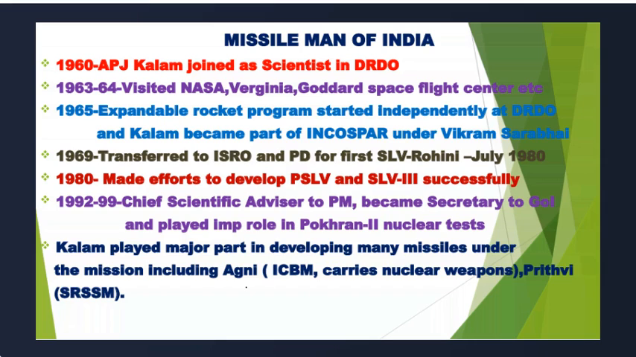From 1992 to 99, he was Chief Scientific Advisor to the Prime Minister of India, became Secretary to the Government of India, and played an important role in the Pokhran 2 nuclear test. What is the Pokhran 2 nuclear test? Is there a Pokhran 1 nuclear test? Yes. The first atomic bomb test was conducted in 1974 at the time of Indira Gandhi, and the second time, at Atal Bihari Vajpayee's time in Rajasthan, the Pokhran 2 nuclear test was conducted.